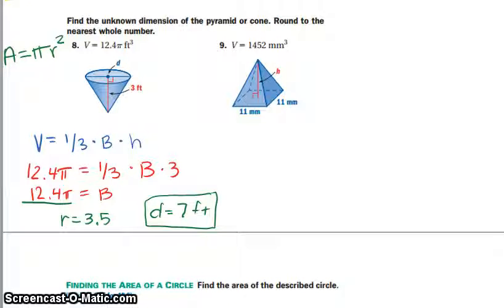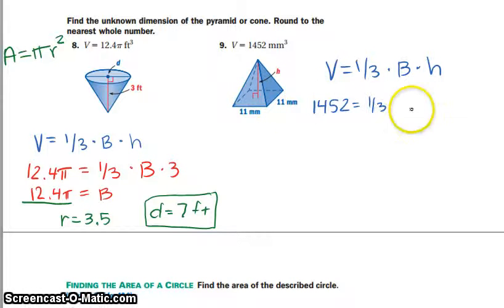Okay, going backwards with number 9. Again, they give me a volume, and they want me to find the height. So because this is a pyramid, my volume is 1/3 the area of the base times the height. What do I know? I know the volume. Do I know the area of the base? Yes, it's 11 times 11. Do I know the height? No, that's what I'm solving for.